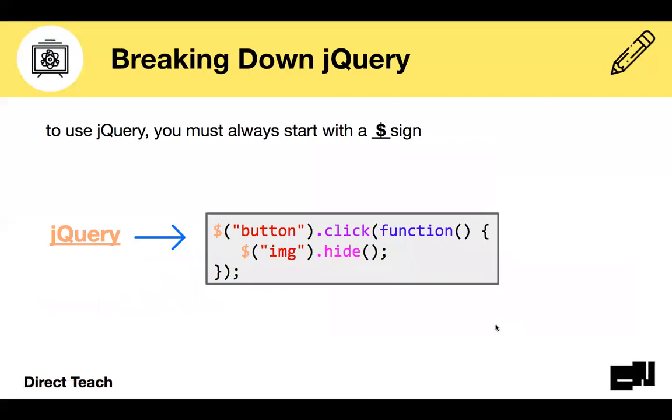So let's break it down. First things first, whenever we use jQuery, we need to make sure that we're using a $ sign. That is your money, get it? Okay, I thought it was funny. So the $ sign tells the computer that you're using jQuery. If you don't use a $ sign, it's not going to know that that's what you want to do, and it's not going to work. So make sure you always use a $ sign when using jQuery.